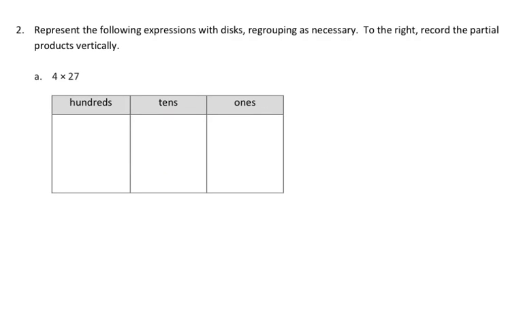So now let's go ahead and take a look at question number 2. And it says, represent the following expressions with discs, regrouping as necessary. To the right, record the partial products vertically. All right, so it's very similar to what we just did. So I'm going to write what my partial product is here, 27 times 4. Okay. On my place value chart, I have 2 tens and 7 ones.